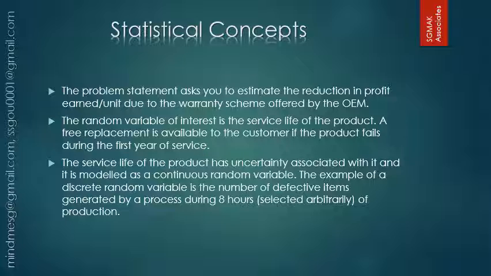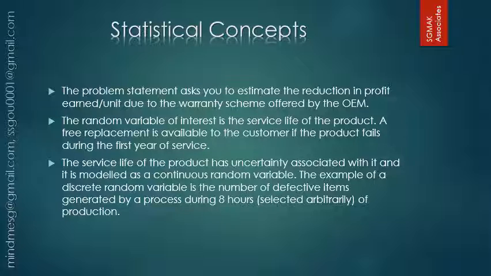An electronic item has a warranty of 1 year. If it fails within 1 year, it has to be replaced by a new item free of cost. You want to find out what is the impact of warranty on profit per unit. So the random variable of interest is the service life of the product. A free replacement is available to the customer if the product fails during the first year of service, which I just said. The service life of the product has uncertainty associated with it.